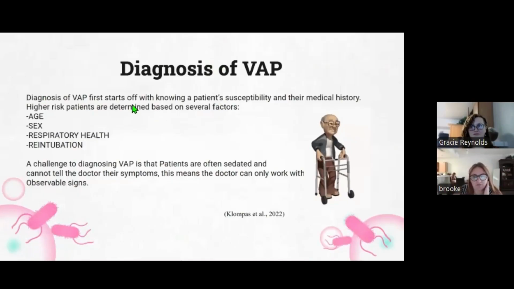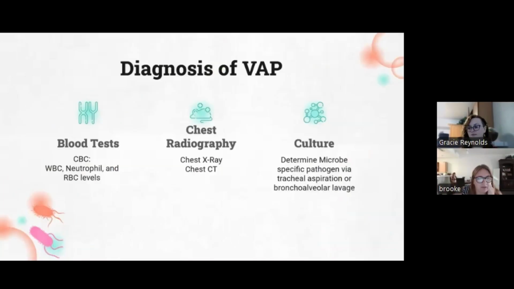When diagnosing VAP, patients are at a high risk for VAP due to their age, sex, respiratory health history, or reintubation. Males over the age of 70 are the most susceptible to VAP. Those patients that have COPD or asthma are also more susceptible as their respiratory health is already hindered.